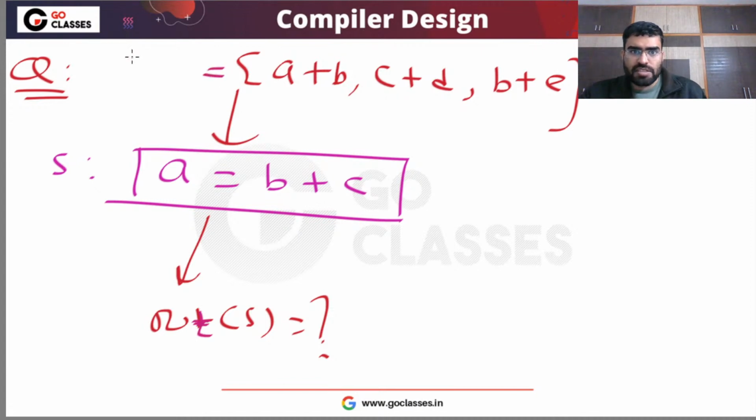This is your in of s. In of s automatically means this is your available at s. So now, what is out of s? This is what I am asking. The answer is very simple. What is out of s?